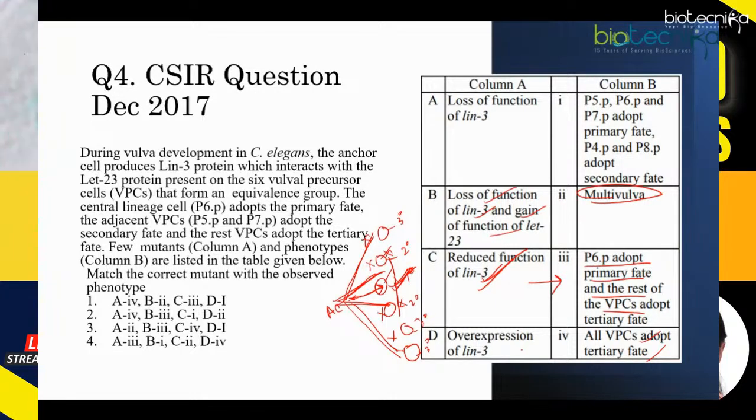Okay. And if we have an overexpression of lin3, the initial 3 ones, P5P, P6P, P7P, all of them will take the primary fate because there is more signaling from the anchor cell. So secondary fate will not be formed. All of them receive a high concentration of signal, so all of them become primary fate. Whereas the nearby cells, in this case the P8P and the P4P, which were originally supposed to form the tertiary fate, now start to take the secondary fate. So P4P and P8P will take the secondary fate. That is why D will be option 1. Yes, Sarita, very good. Correct option is option 1.